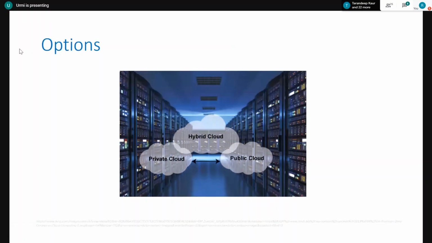So the hybrid cloud model is you have some on-prem, you have some things in the cloud, and those systems talk to each other. So that's what the hybrid cloud is.